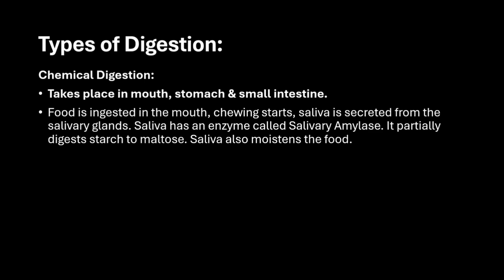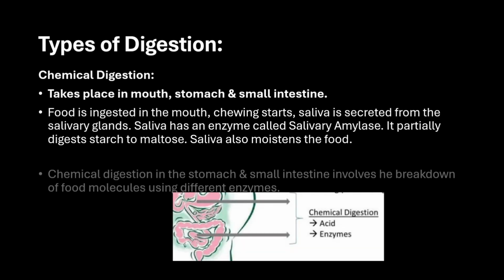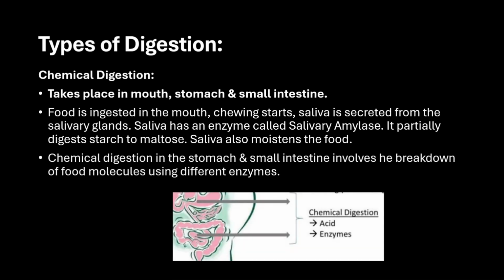After that, saliva is secreted from our salivary glands in our mouth, and saliva has an enzyme known as salivary amylase. This enzyme partially digests starch to maltose. As digestion is happening using enzymes, it is chemical digestion. Saliva also moistens the food. Now, chemical digestion also takes place in the stomach and small intestine. It involves the breakdown of food molecules using different enzymes, which we will discuss later on in this video.